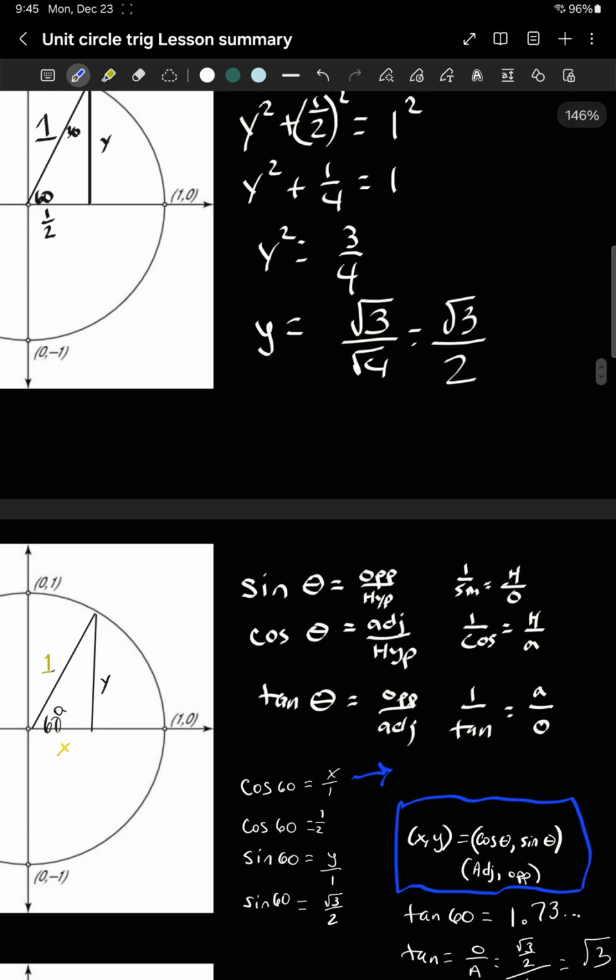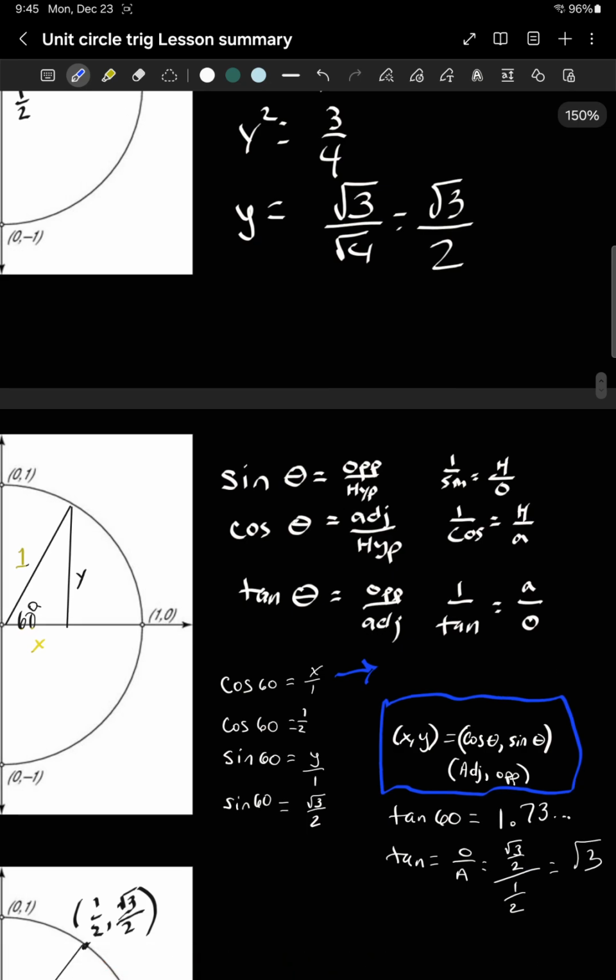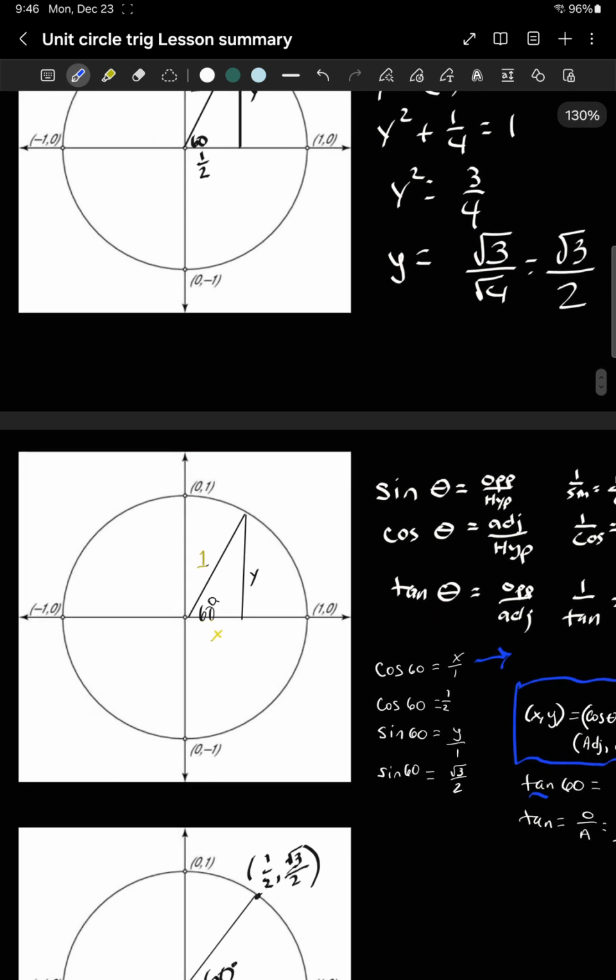Now, if you wanted to do tangent, for example, that's going to be your sine divided by your cosine, or your opposite divided by your adjacent. So when we look at this chart and we substitute the numbers in the calculator, we would get tangent of 60 is equal to approximately 1.73. And if you take the square root of 3, you're going to find out that's 1.73. So all these ratios make sense, and they all relate to each other. So this is the first example of seeing how sine, cosine, tangent are related to each other.